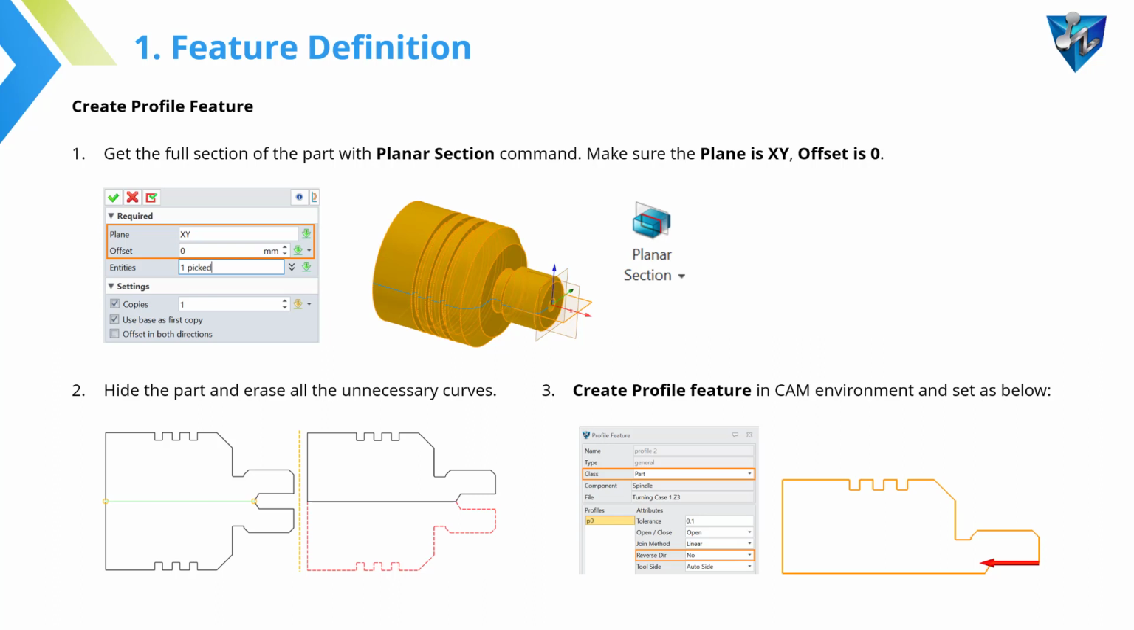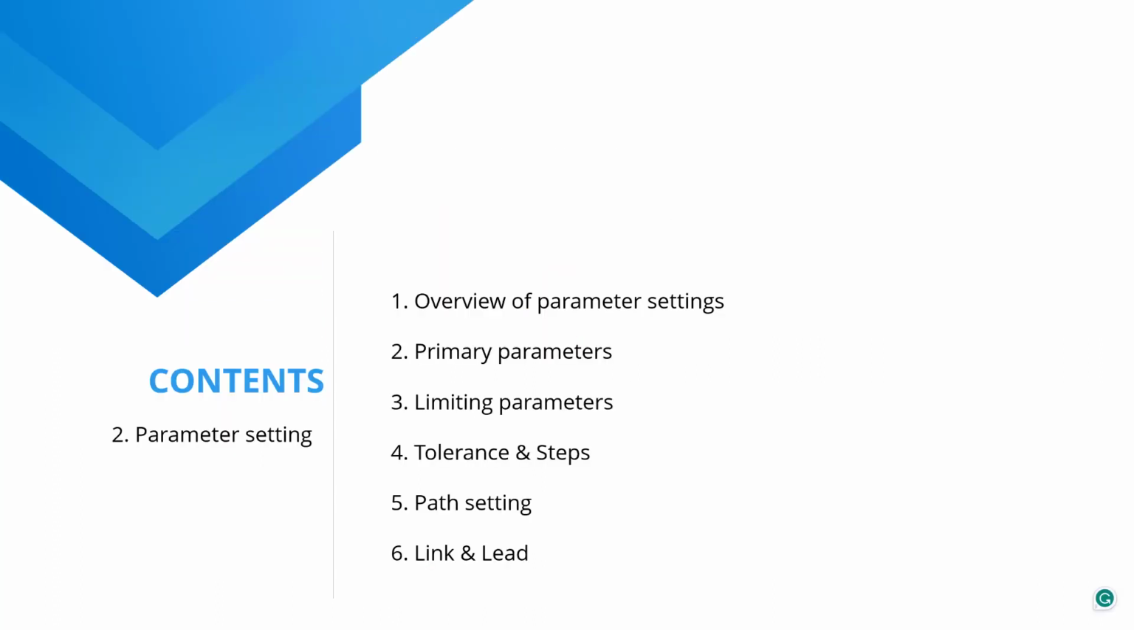Once you've completed processing the profile, you can move on to the CAM environment to create the profile feature. Let me emphasize this once more: if the profile lines are closed, the direction can be either clockwise or counterclockwise. However, if the profile lines are open, the direction must be counterclockwise, or else the toolpath won't be generated. Isn't it straightforward to define the features for turning operations? We only need to remember those 2 key points we discussed earlier.